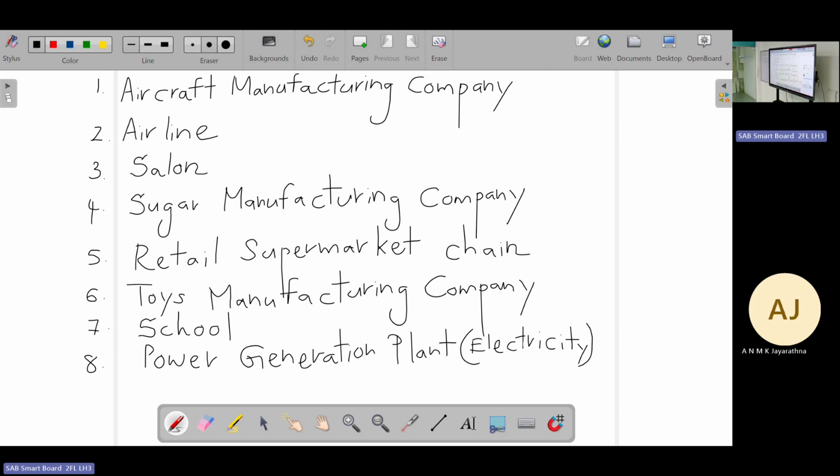Yes, these are the eight companies. Figure out the most appropriate operating capacity measure, whether it's input or output. If you say it's input, then give me an example. If you say output, you need to give me an example for that.